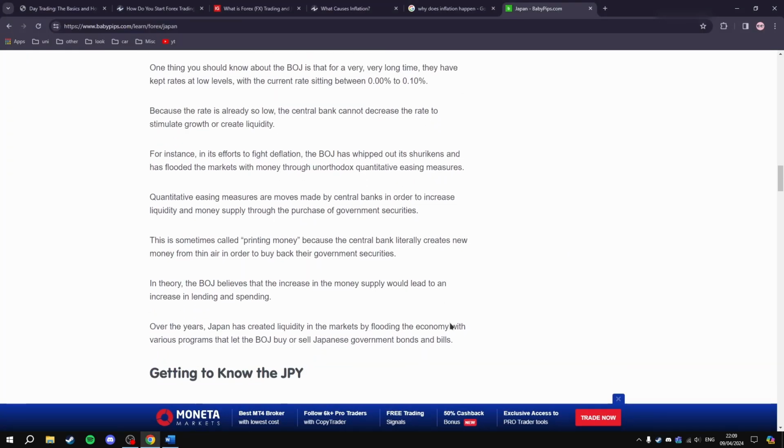One thing you should know about the Bank of Japan is that for a very, very long time they have kept rates at low levels, with the current rate sitting between 0% to 0.1%. Because the rate is already so low, the central bank cannot decrease the rate to stimulate growth or create liquidity.